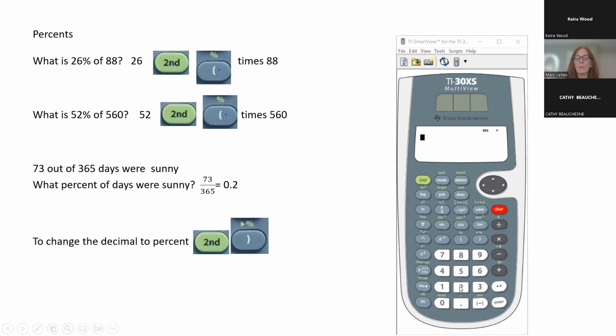So we'll just do the problem with 26. And then we have to hit that second button, this green top left button, and do the left parentheses button above it. It's probably a little hard to see, but that's a percent sign. 26% times 88 equals 22.88. Clear.